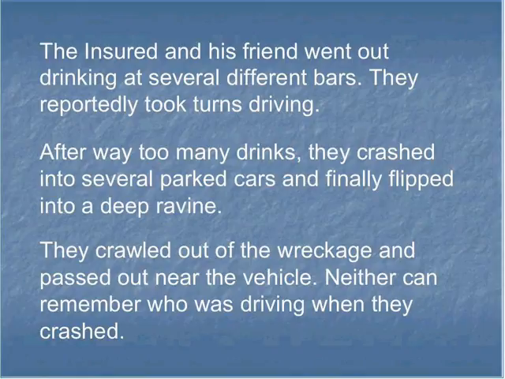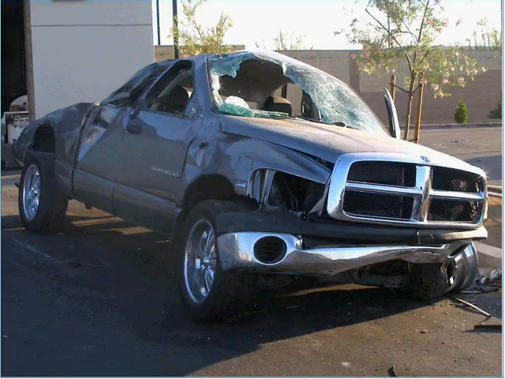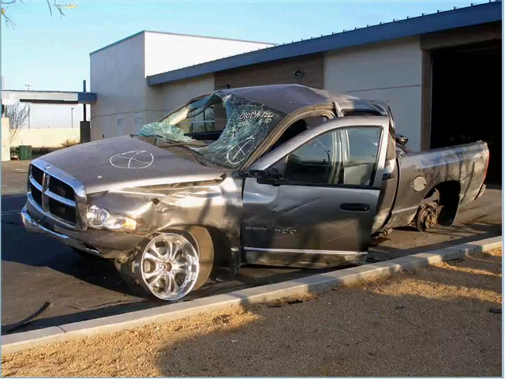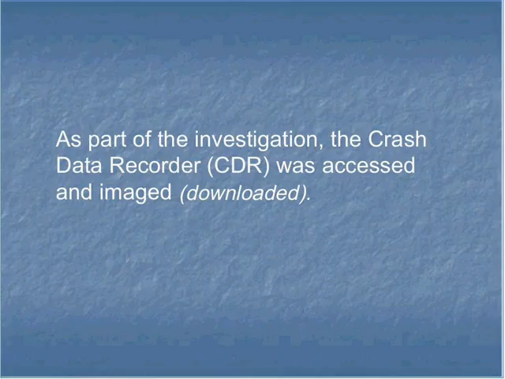So the question was coverage. Who was driving the car at the time that the accident occurred? And this was the vehicle in question. It did some significant damage to it. And we look at the next one up, and there we are on the other side. They really had a lot of fun blowing around town. You can look at the left rear wheel. It snapped off coming off the ravine. As part of the investigation, the crash data recorder was accessed and imaged.